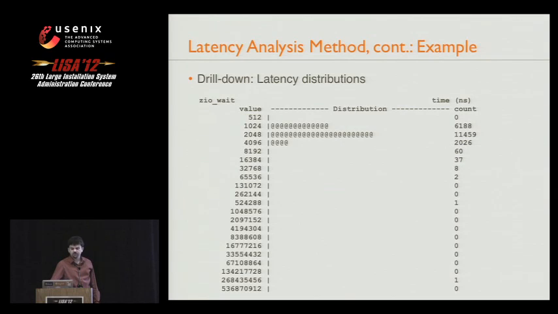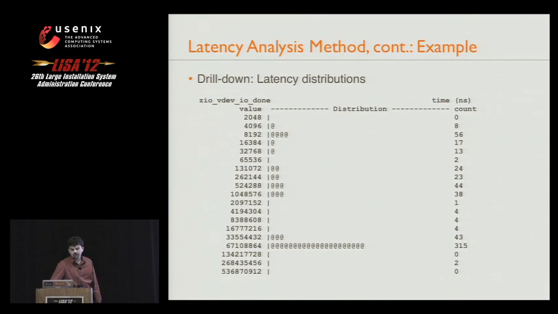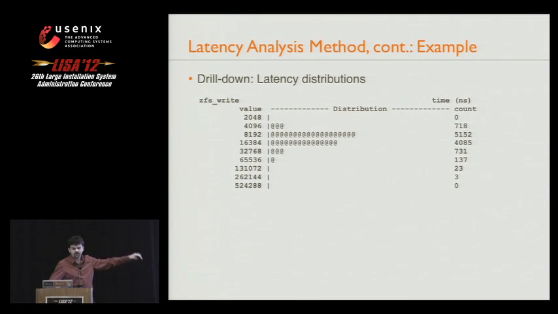ZFS writes, getting into ZFS itself, ZIO wait time. Now I've got an outlier at the bottom at 200 milliseconds. ZIO VDEV IO done. It's there now. I've got some other slower I/O included, which didn't bubble up to the application layer, which is interesting because sometimes you look at the disks and you panic about those latency outliers, but they're asynchronous. They weren't exposed at the read and write layer.